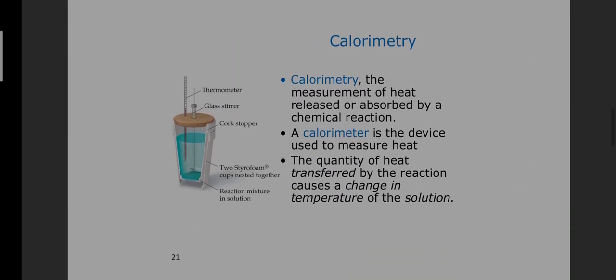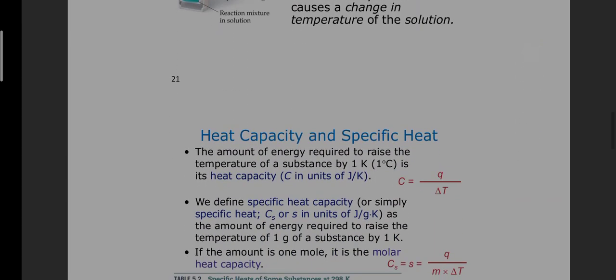Next is calorimeter. Calorimeter, the measurement of heat released or absorbed by a chemical reaction. A calorimeter is the device used to measure heat. The quantity of heat transferred by the reaction causes a change in temperature of the solution.